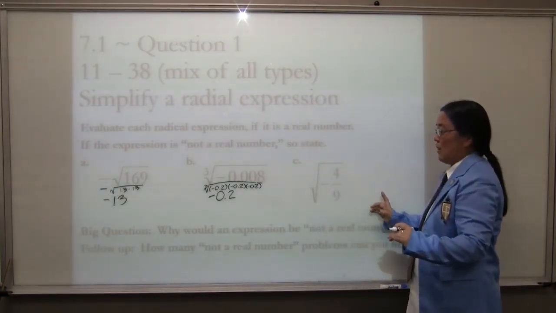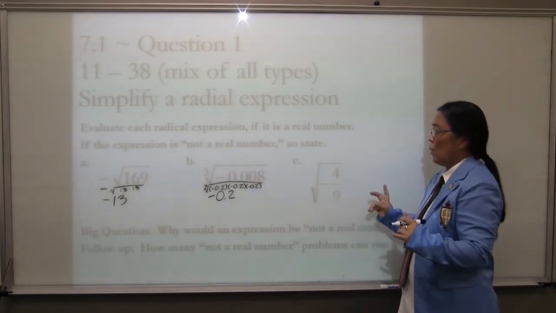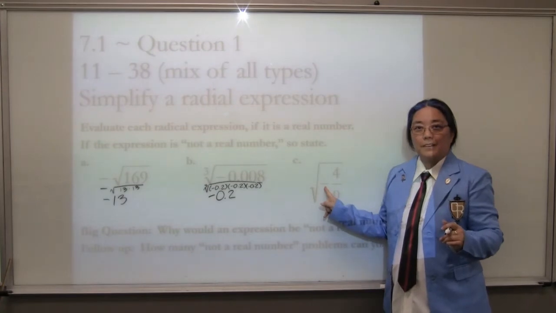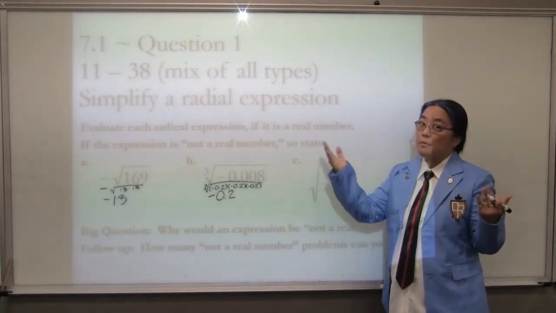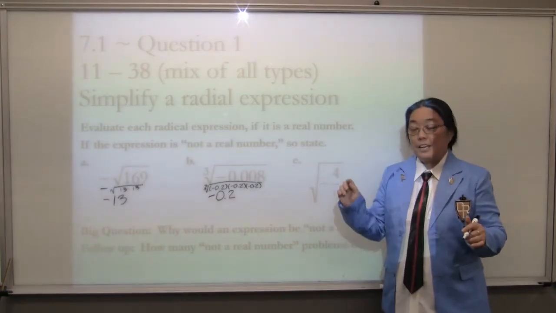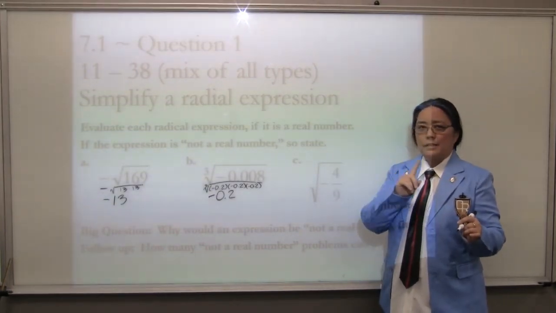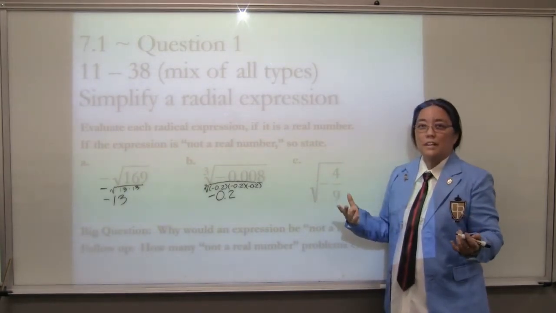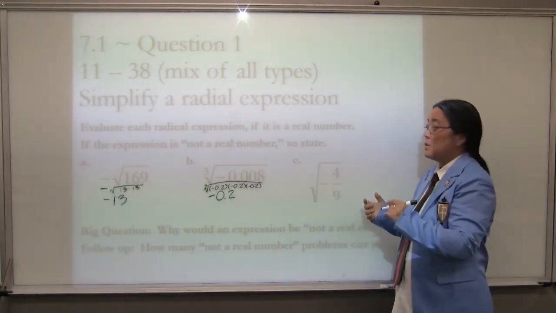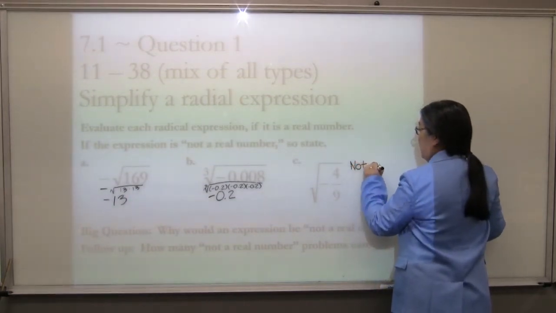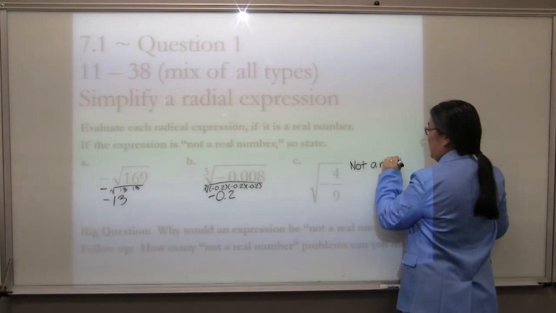But wait, there's more. Here, what 2 numbers, both the same, will multiply to give you a negative? If they were both positive, a positive times a positive is a positive. If they were both negative, a negative times a negative is a positive. What 2 numbers for a square root could give you a negative? It can't. So what we write is, not a real number.